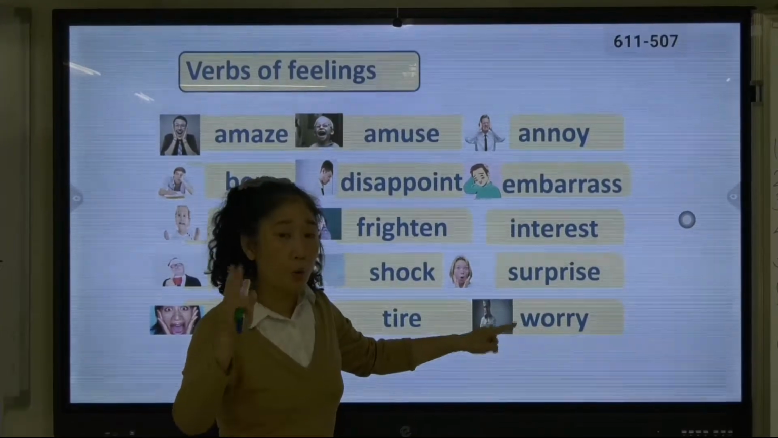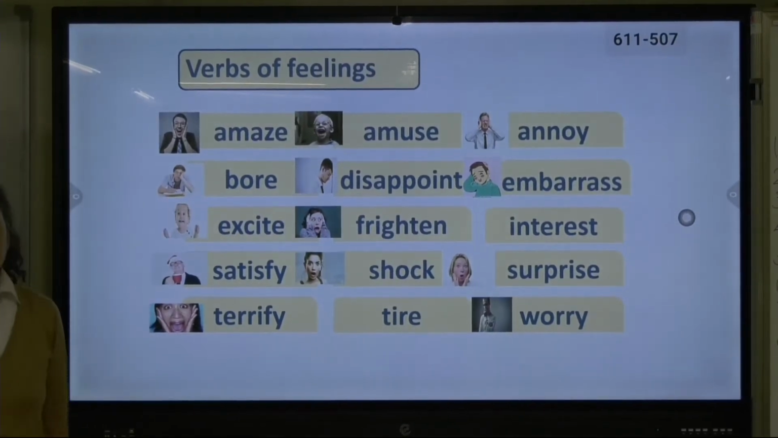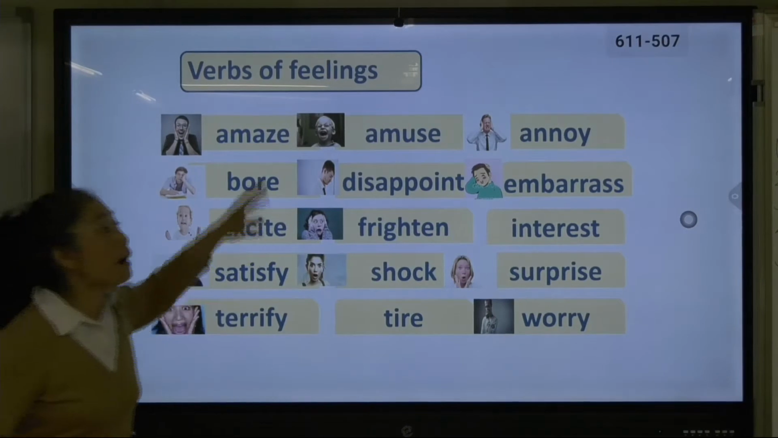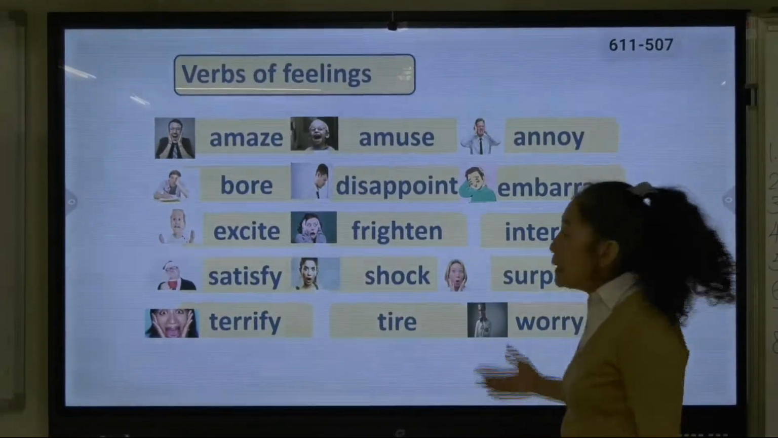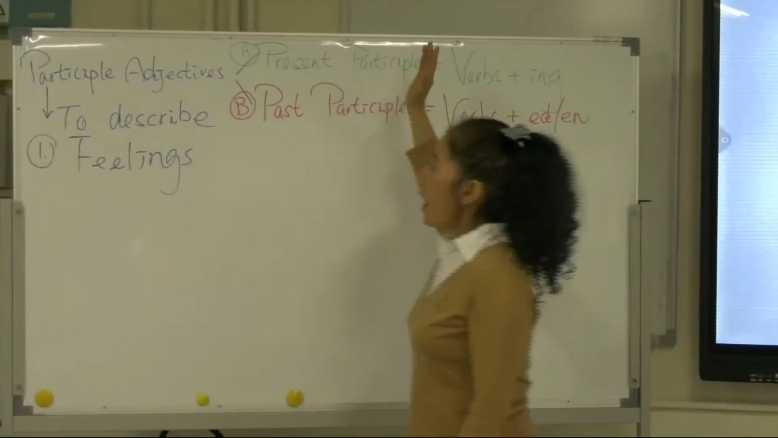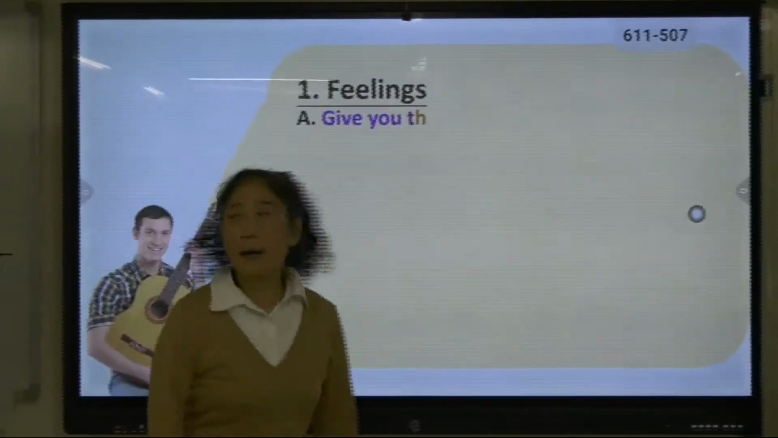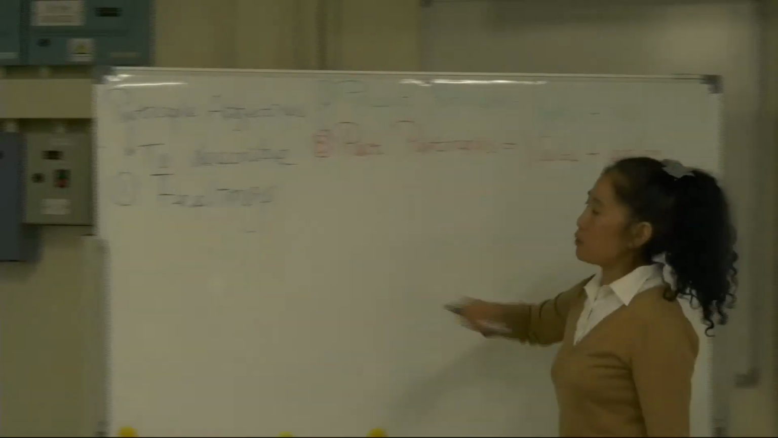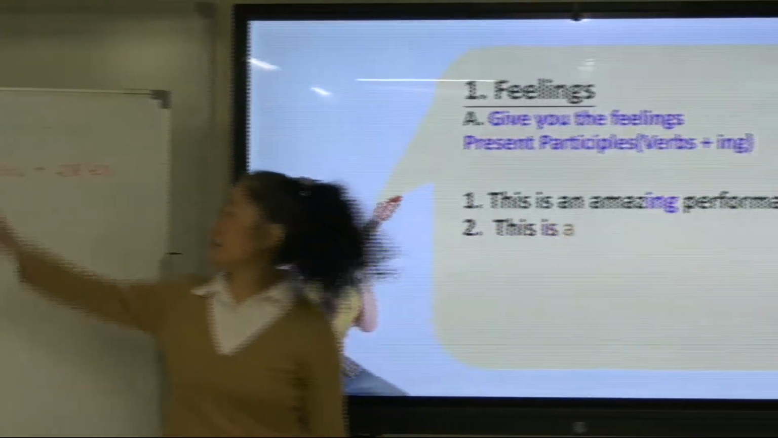Worry. Now look, all these are verbs showing you feelings, right? But these verbs are in base form, all right? This column. So, why do we have to know that? Because as I said, we use different participles to show feeling. Since participles can show feeling, firstly, let's look at the present participle first.